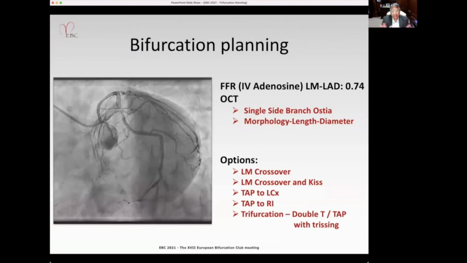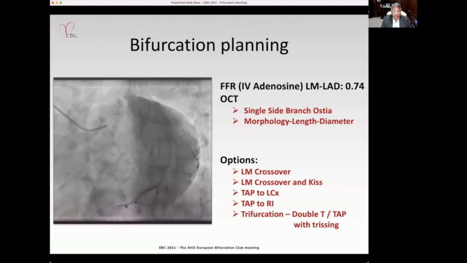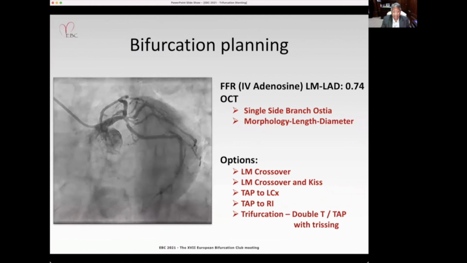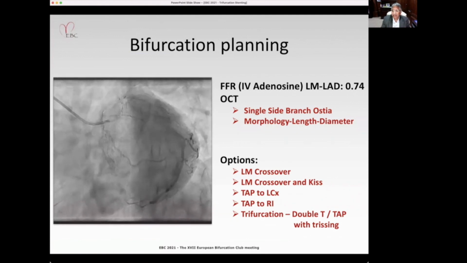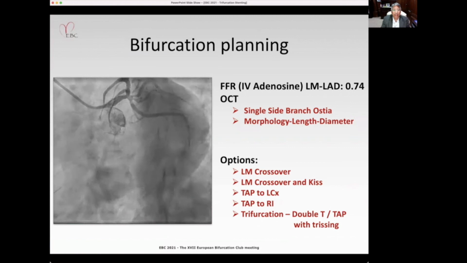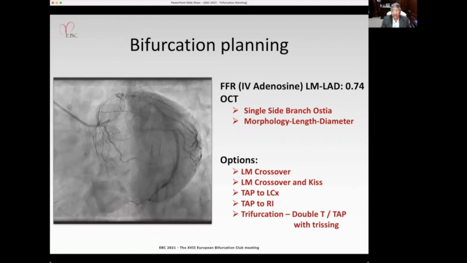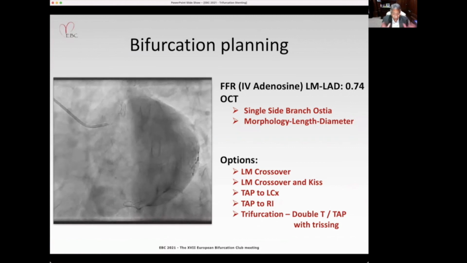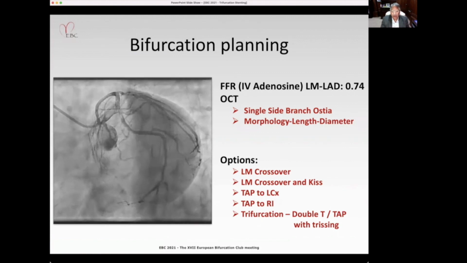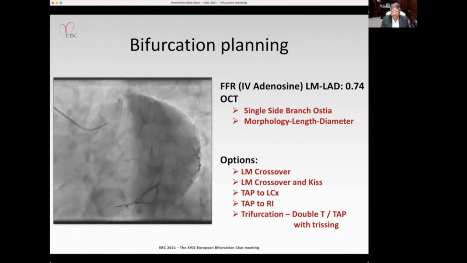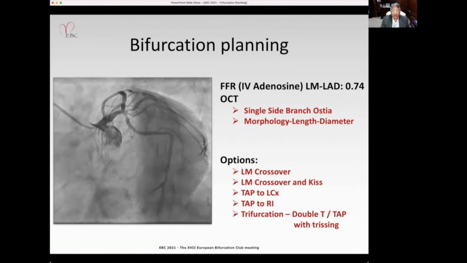So for the bifurcation planning, the physiology showed us that the lesion in the left main was significant. It was 0.74 with IV adenosine. With the OCT, we got this information on the side branch, that it was a single ostia, because the morphology, length, and diameter decided. So what are the options we have?